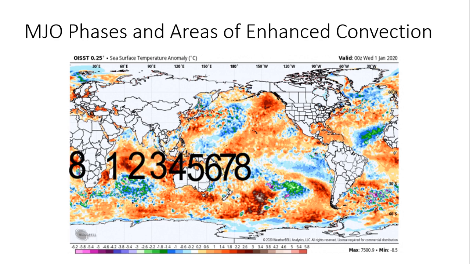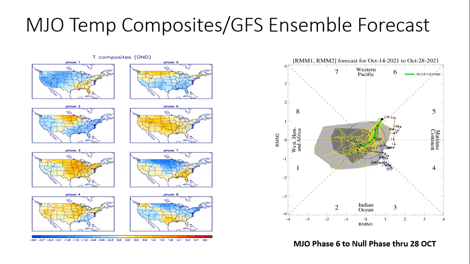Phases 6, 7, and 8 gradually work their way eastward towards the international dateline, towards the central Pacific Ocean. So again, just a reminder when we look at this chart, the MJO temperature composites on the left are for October, November, and December. As I mentioned in last week's video, these temperature composites will not look the same throughout the year. When we get to November, I'll throw up the November, December, January composites, and they are going to look a little bit different for the MJO phases on the left.